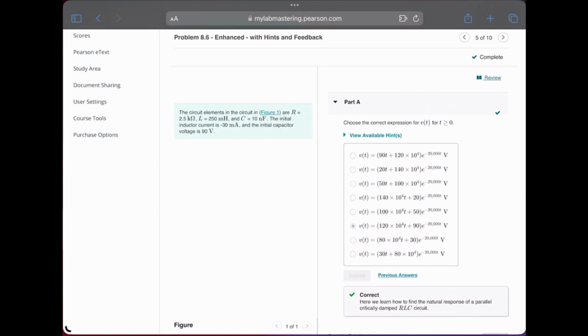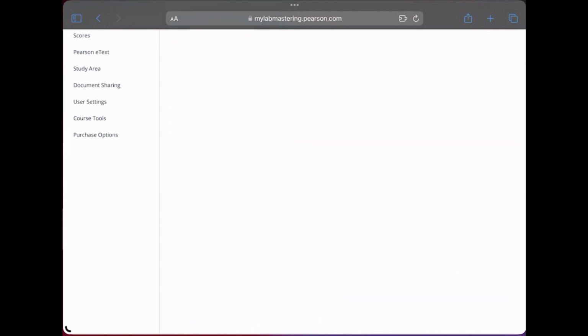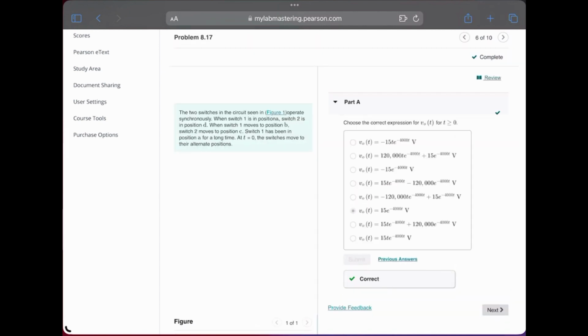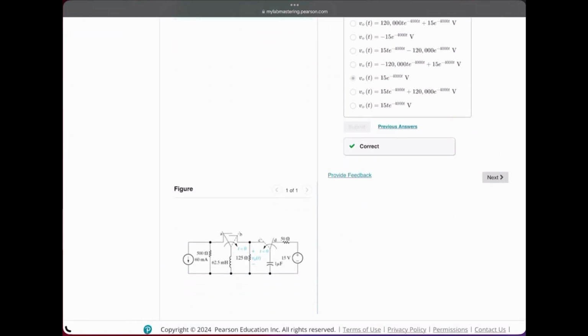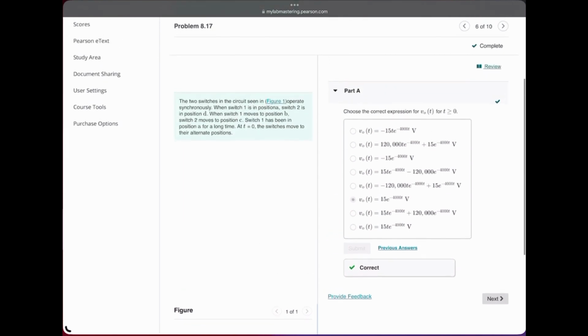Okay. And on to the next question. So, there's this one. That's always fun. Find v out for t greater than 0.